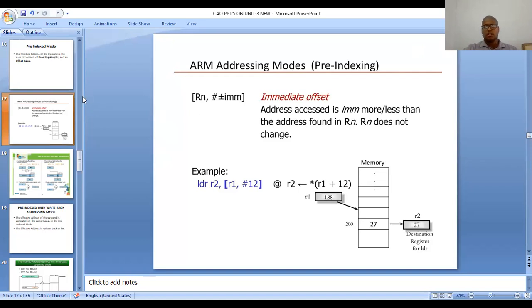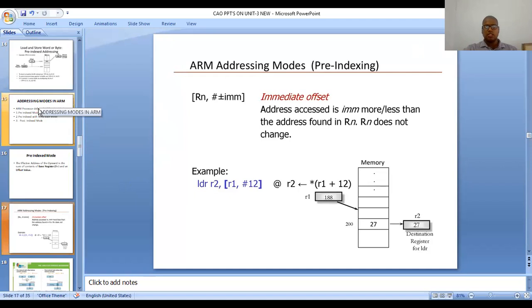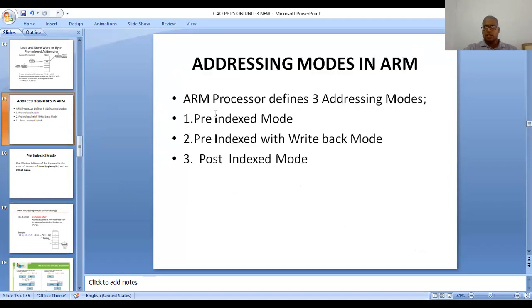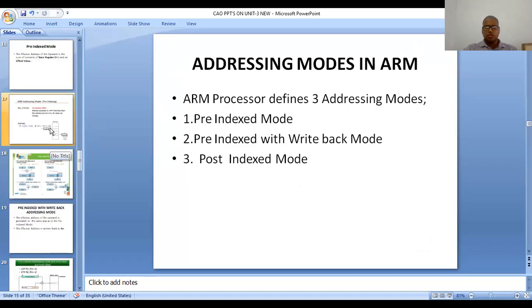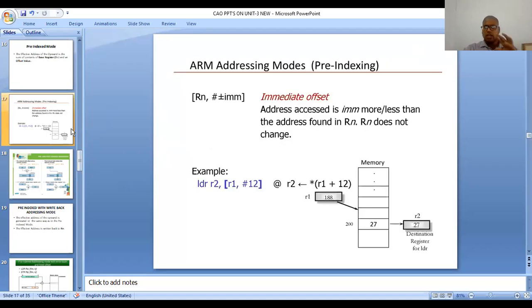As we discussed in the previous class, there are generally three types of addressing modes: pre-indexing addressing mode, pre-index with write back, and post-indexed. First we discussed the pre-indexed addressing mode, taking an example of a load instruction. If you observe, LDR R2, [R1, #12] is an example of pre-indexed addressing mode.